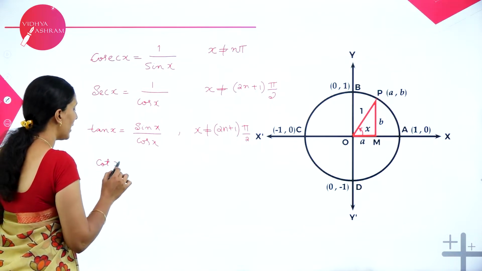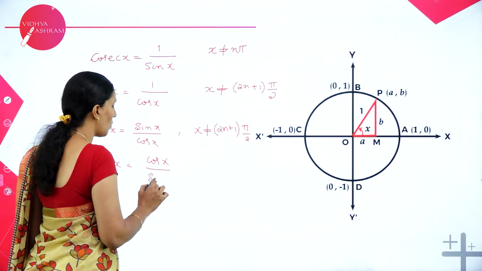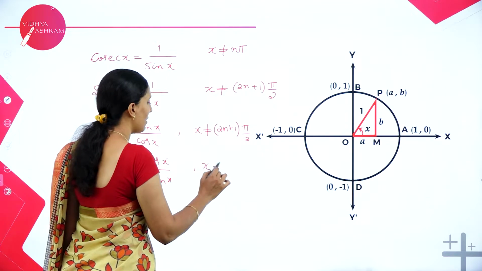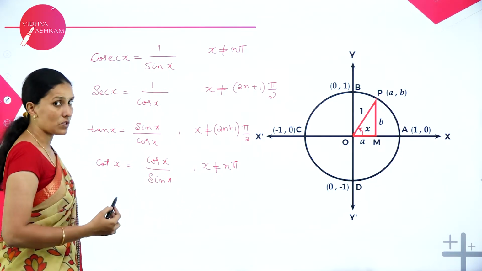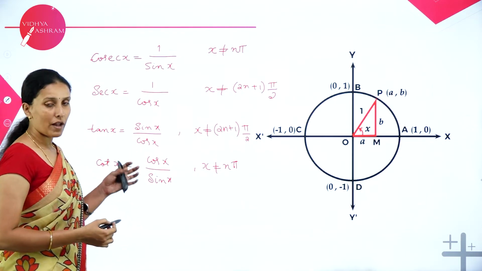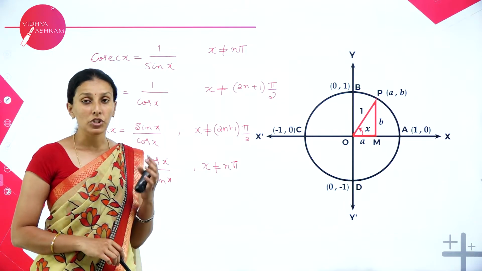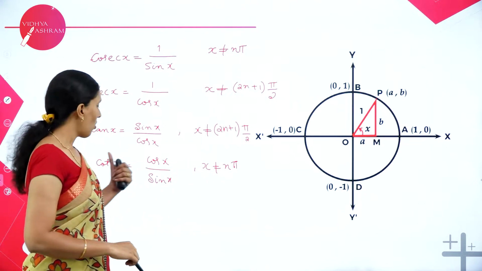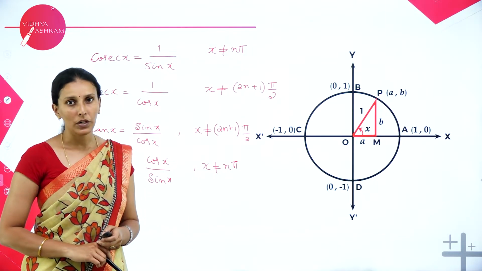Next, we have cot x. Cot x can be defined as the ratio of cos over sine, but x cannot be equal to n pi here. If x is equal to n pi, then sin x becomes 0, which will be in the form of 1 by 0 or anything divided by 0, which is not defined mathematically. Hence, except for n pi, cot x can be defined for all other angles in the unit circle.